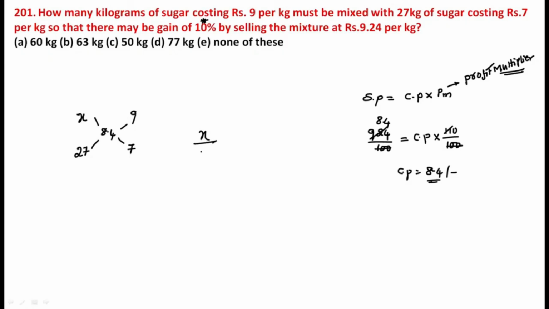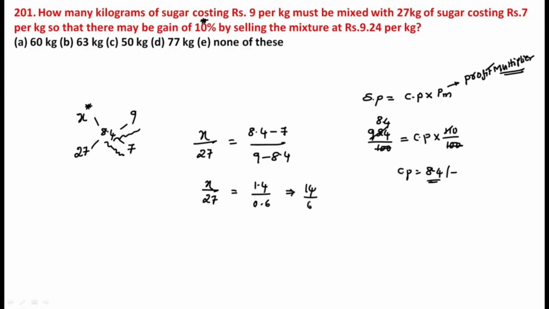Now the calculation: X by 27 is exactly equal to 8.4 minus 7 divided by 9 minus 8.4. See, the value of X always depends on the difference of these two values, and 27 always depends on the difference of these two. Now the final calculation: X by 27 is exactly equal to 1.4 divided by 0.6. So the final value is 14 by 6 into 27. Now 3 2s are 6, 3 9s are 27, so 7 into 9 is 63 kg. Now here we consider the option 63 kg. That one is the first question.